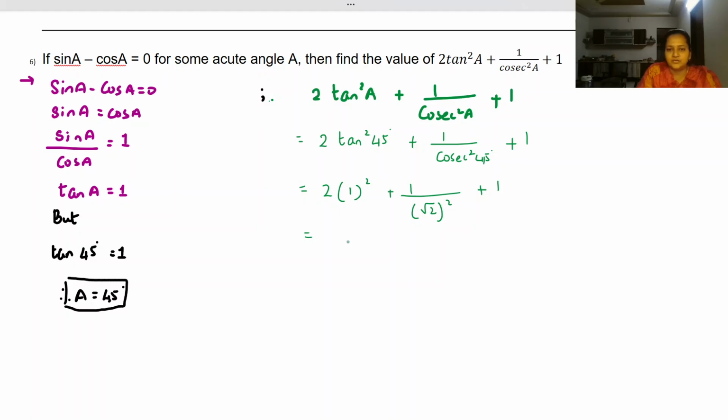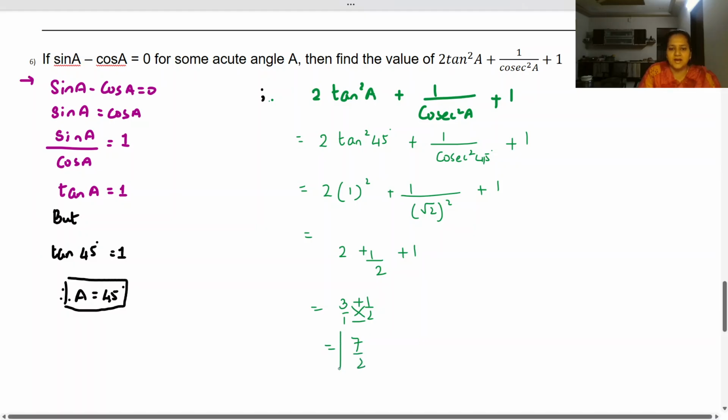On simplification, what are we going to get? We are going to get 1 square is 1, 1 into 2, 2. 1 upon root 2 square is 2 plus 1, which is 3 plus half. If we take LCM, we are going to get 6 plus 1, 7 upon 2. So we got the value of this as 7 upon 2.